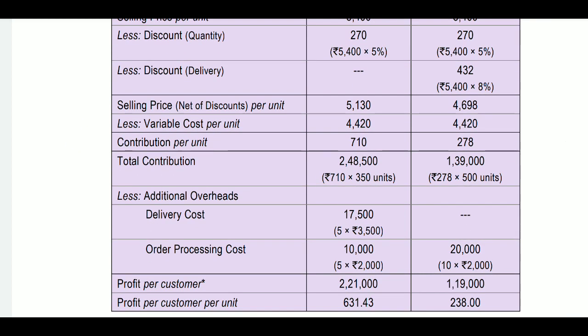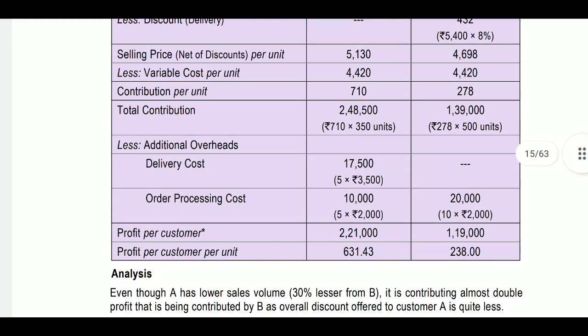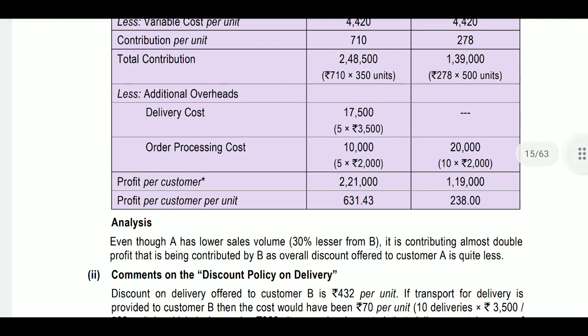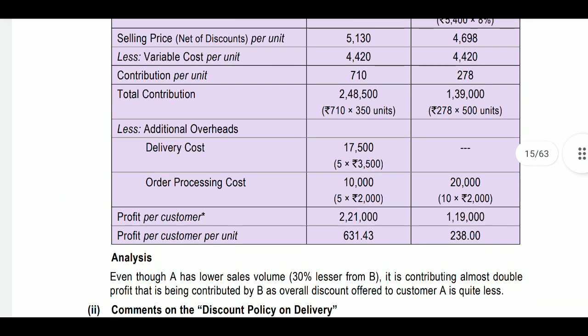Contribution, we will get the contribution, and total contribution will be, they provided the units 350 and 500, so we will get the total contribution. From this we will deduct the order cost and delivery cost. Delivery cost is only for customer A, and order processing cost for both customers, and the profit for customers will be 2,21,000. That is contribution deducted by all expenditure. We will get 2,21,000 and 1,19,000.